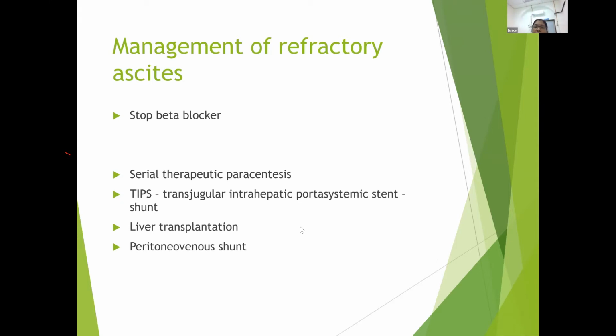So how do we manage refractory ascites? First, we withhold the beta blocker, and we can do serial therapeutic paracentesis, TIPS, transjugular intrahepatic portosystemic stent, proceed with liver transplantation, and peritoneal venous shunt.